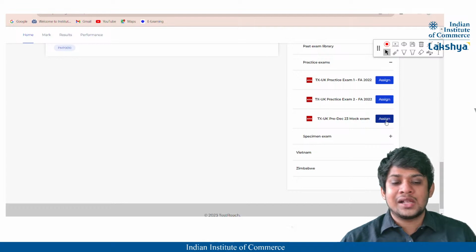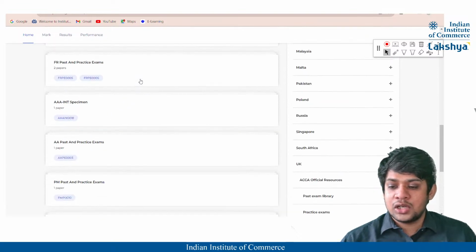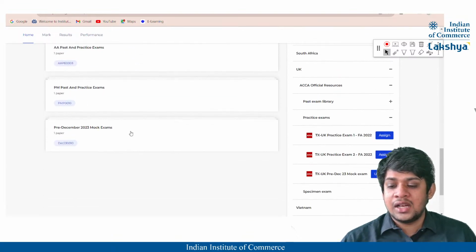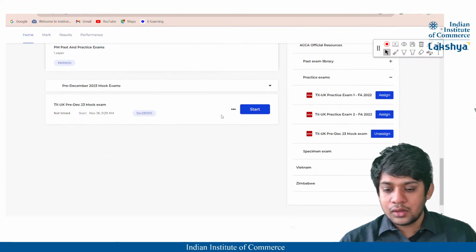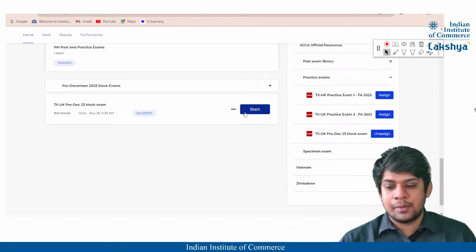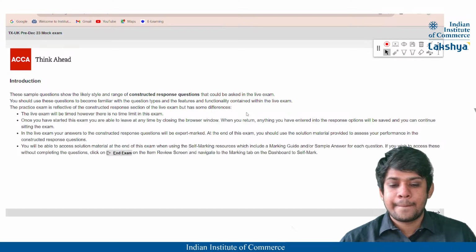Okay. Now you're going to assign yourself, and as soon as you assign it, if you see on the left hand side, this option is available to you right now. That is pre-December 2023 mocks, wherein it will ask you to start the examination. You can click on Start Examination.